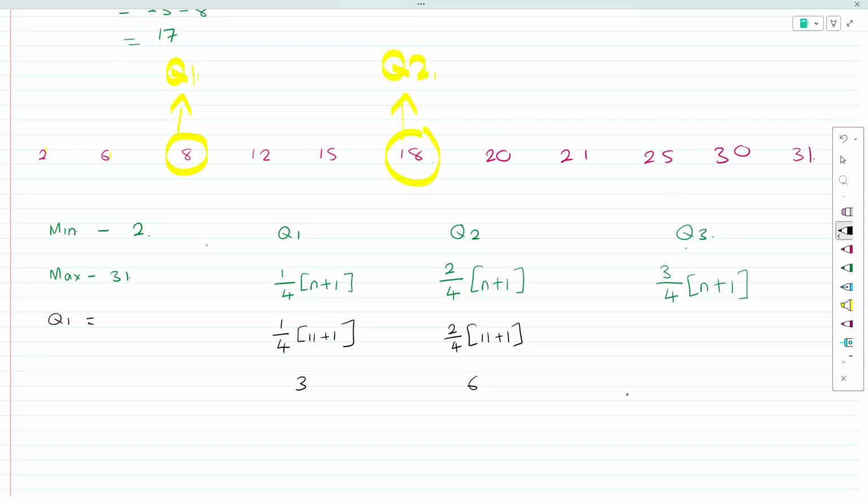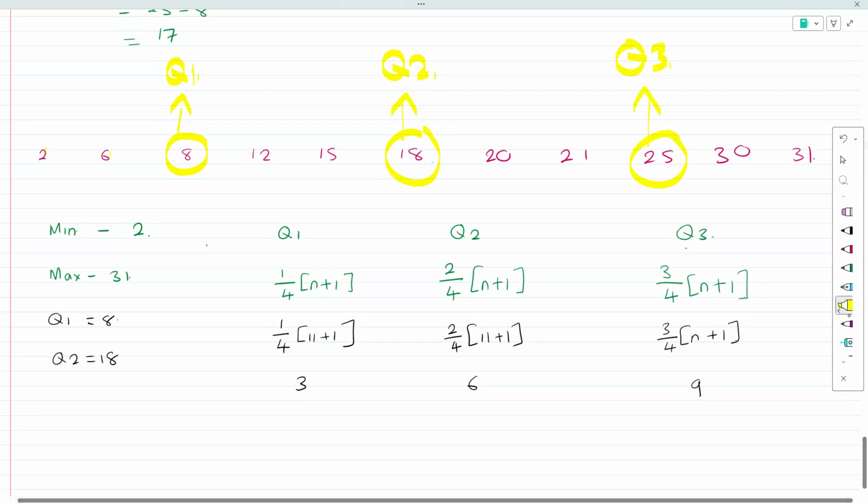Remember, guys, this is position. You have to physically count the parts. Remember that is position. And 3 over 4, n plus 1. And this should be most likely 9, let me just check in case I make a mistake. And this is 9. So we physically count 1, 2, 3, up to 9, and that's quartile 3. And this is how we use these formulas.